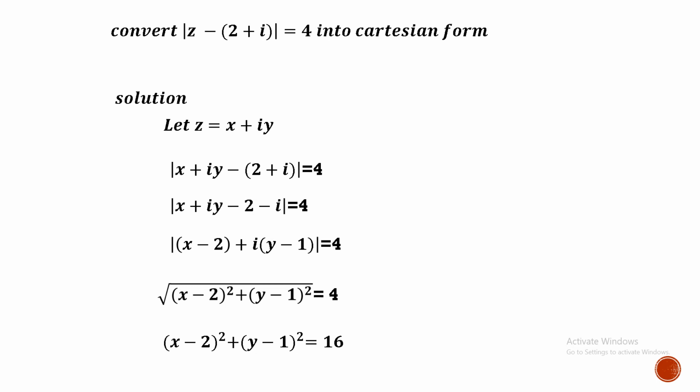So in this session you have understood, I hope, what do you mean by locus, then how to form equation to a circle if center and radius are given, and if equation of circle is given, how to find its center and radius, and how to convert the given complex number equation into its Cartesian form.